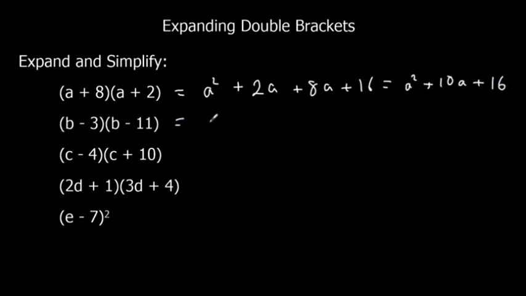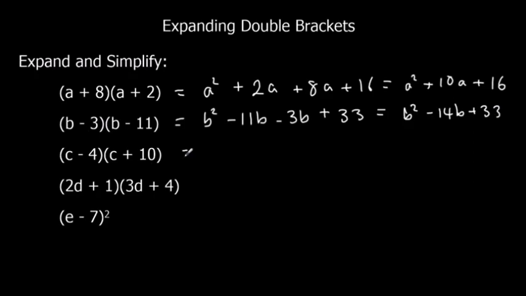Here we've got b times b, that's b squared. B times minus 11, minus 11b. Minus 3 times b, minus 3b. And a negative times a negative is a positive, and 3 11s are 33. Simplifying, minus 11, minus 3, that's minus 14. So that's the final answer.